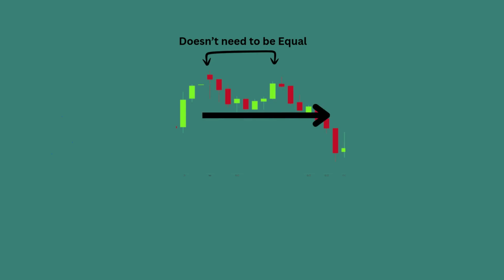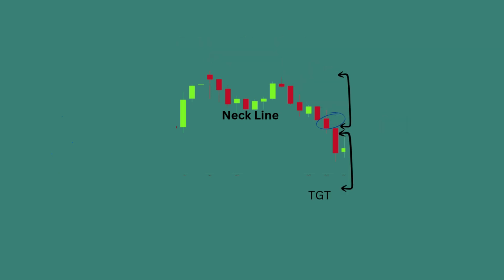We draw a line at the lower end of the valley, which becomes the neckline of the double top, and the price breaks below this neckline. It's a good area to enter a short trade. The price target is typically the same distance as the height between the tops and the neckline. The ideal stop loss is just above the breakdown candle at the neckline.